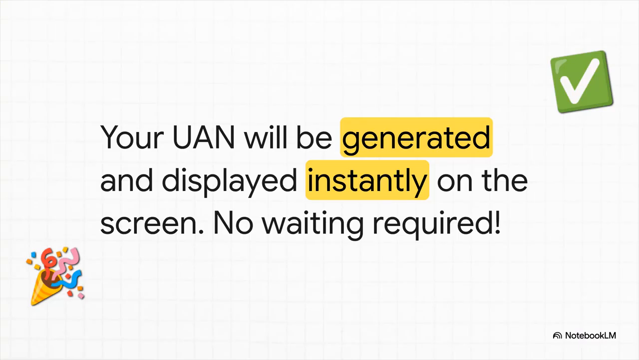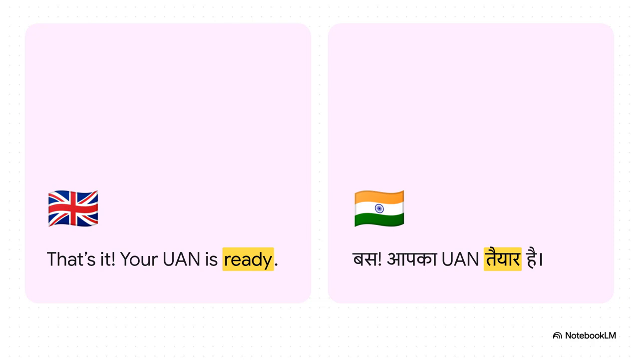And boom, just like that, there it is. The system instantly generates your unique 12-digit UAN and puts it right there on your screen. No waiting around, no need to follow up with anyone. You are officially in the system. How cool is that? And the app gives you this really simple, super satisfying confirmation message. In English, it says, "That's it, your UAN is ready." And in Hindi, "Bas, aapka UAN taiyar hai." It's just a clear, direct signal that you did it.